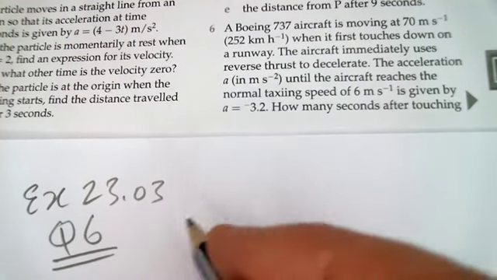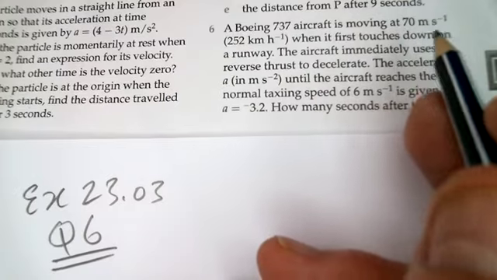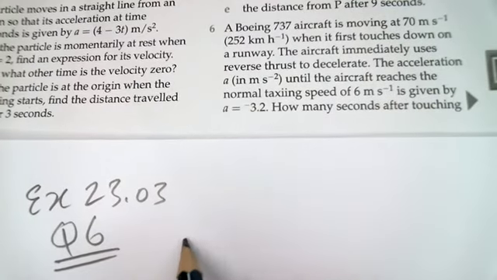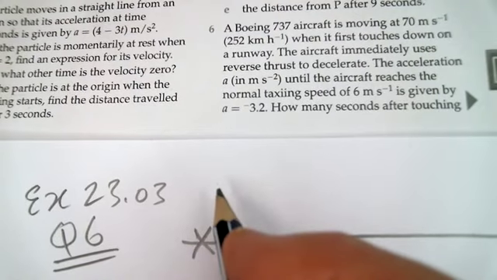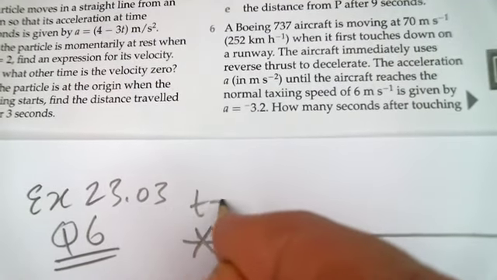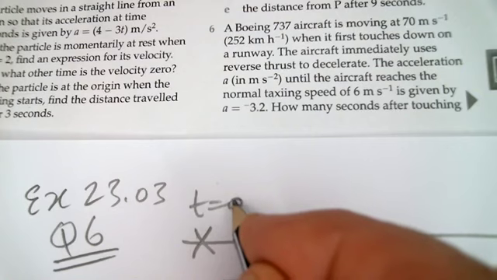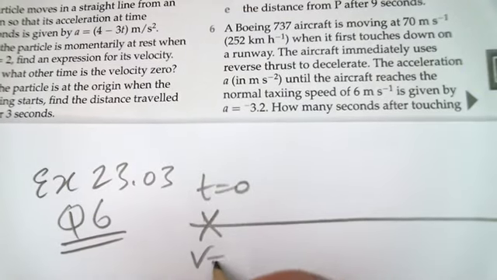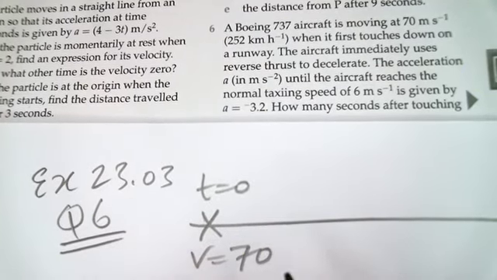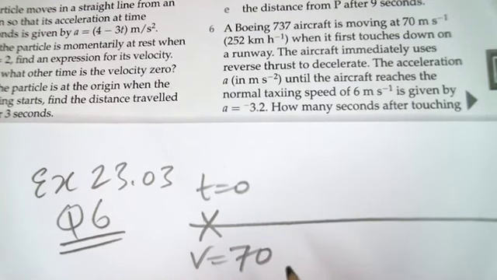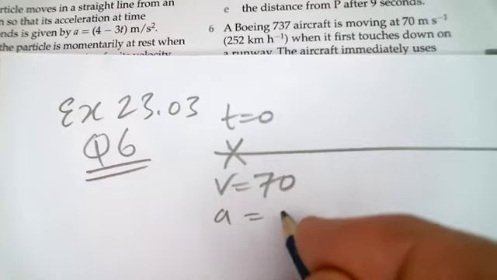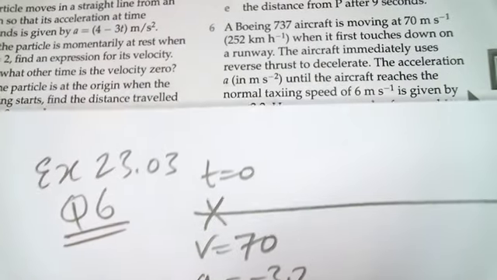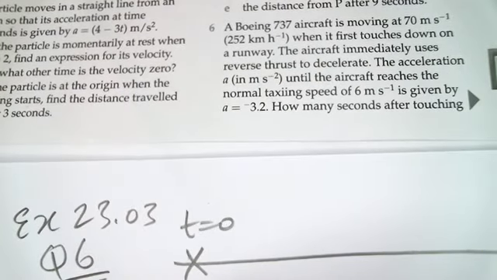So the initial speed it's moving is 70 meters per second. It lands and touches down here, and at t equals, let's call that t equals 0, that's when it touches down. V is equal to 70, yeah? What else do we know? The acceleration is negative 3.2, and all these are in meters per second or meters per second squared.